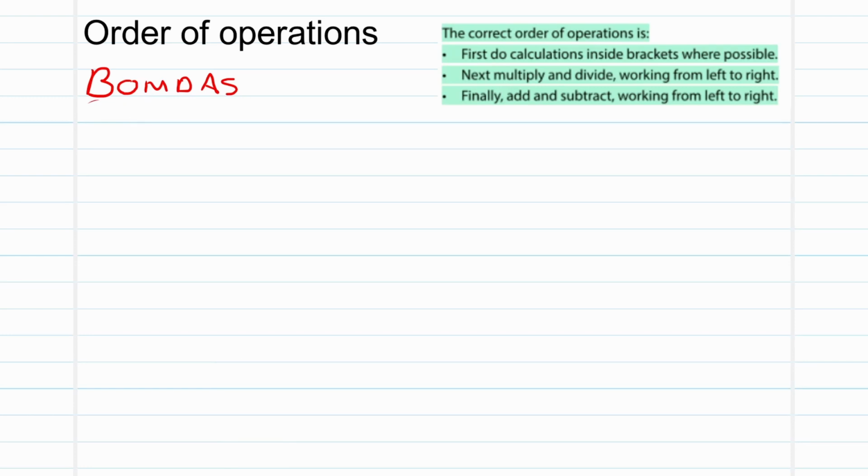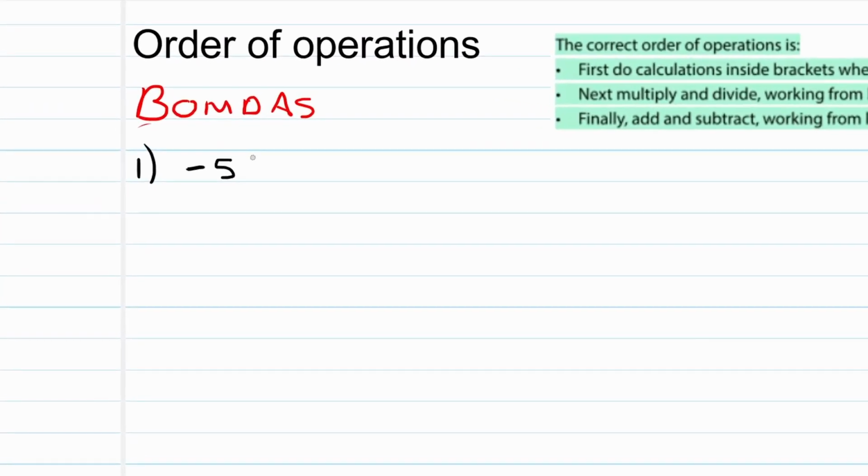Okay, so how about a few examples again? Examples always help. So let's say it's -5 bracket 7 divided by 7 close bracket plus 17 minus 2 times 8. Okay, so first of all, let's apply brackets, 7 divided by 7. We know that is equal to 1.